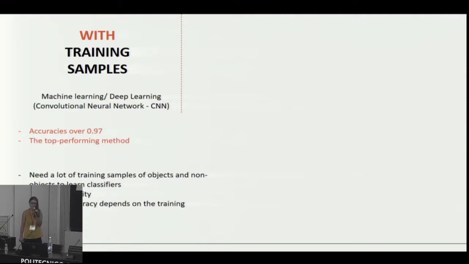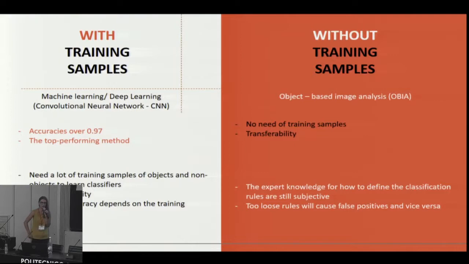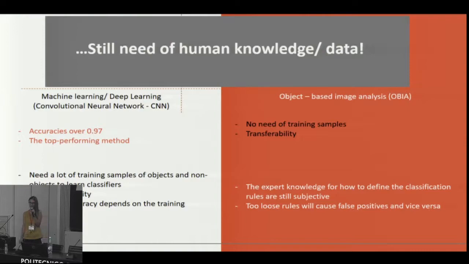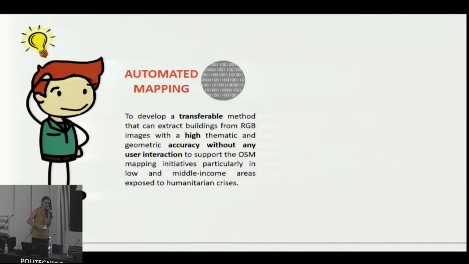About the methods that work without training samples, there are a few. The most important is called OBIA. They don't need training samples, but the accuracy is also not so high. So after I read this, I realized that even automatic methods still need human knowledge or data. So my idea, and for the next 10 minutes I want to talk about this, was to develop a transferable method that can extract buildings from free RGB images with a high accuracy, without using people from the beginning.